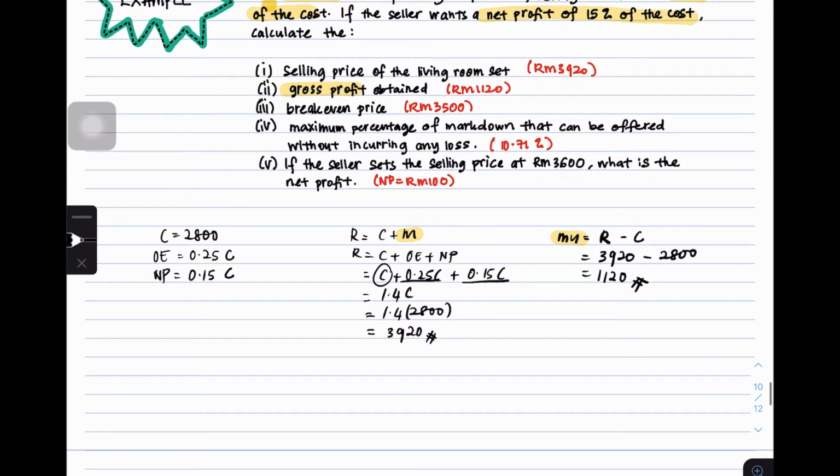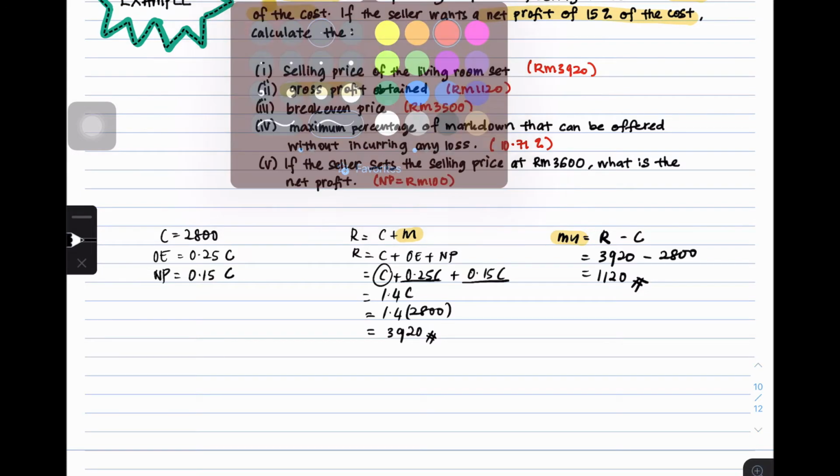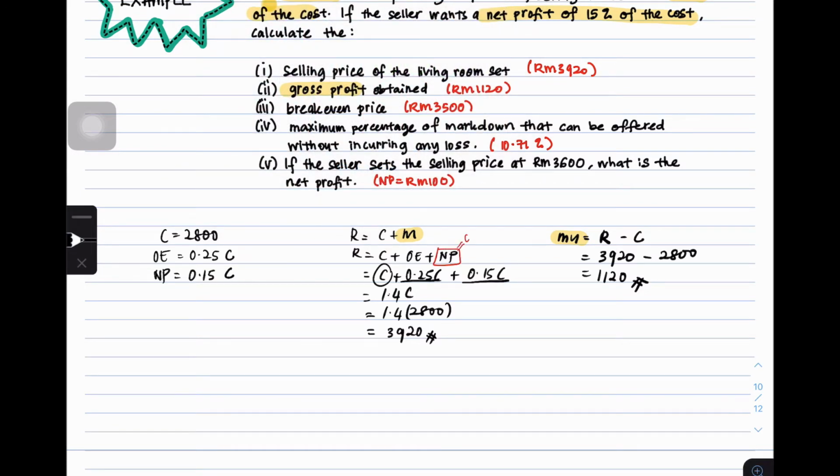Now soalan nombor 3 ask you about the break even price. So you know that the break even price is the harga jualan di mana net profit is equal to 0. Maksudnya break even price RB is actually the cost plus with the operating expense only. So the cost is 2,800 plus with operating expense is 0.25 multiplied by 2,800. So what you will get in return is 3,500. So this one is the break even price, di mana break even price ni dia tak campur net profit.